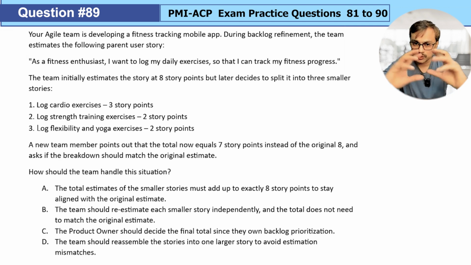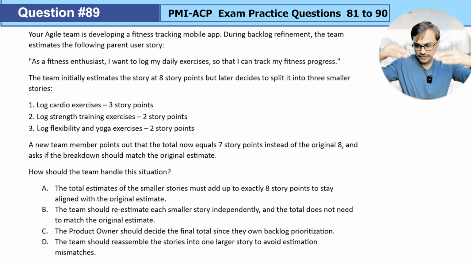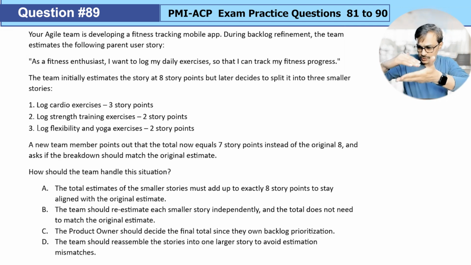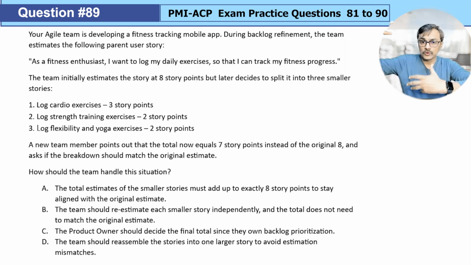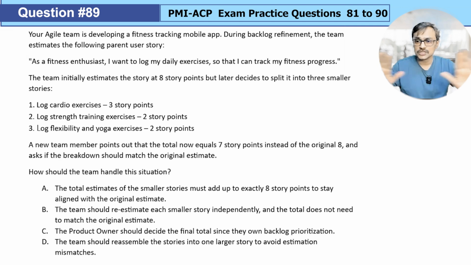Yeah, so the question is trying to ask us, when you have a big story and you divide it into smaller stories, and you had a number already on the big story, what if the smaller stories' sum total goes more or less? Should you adjust and make it match, or how should you handle it in the agile ways of working? That's the question. Yeah. Let's see the options.